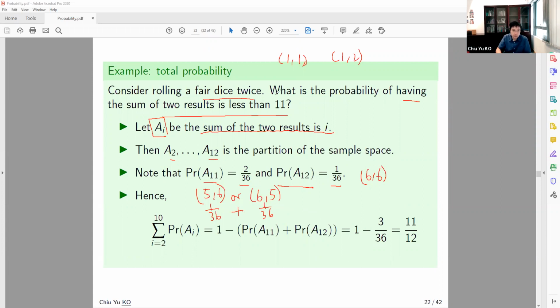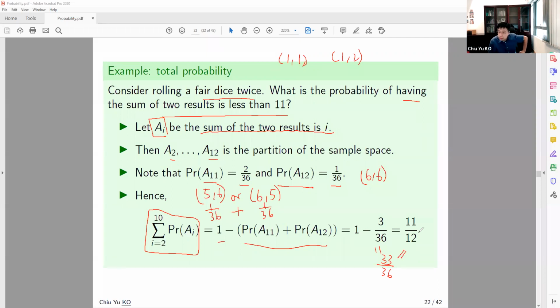Now we want to say less than 11, right? So it's very difficult to find because you have to find 2 up to 10, right? Of course, you can do that, but it will be easier to find the complement, right? So we just do 1 minus the probability of 11 and 12, right? And 11 and 12 added together is 3 over 36, right? So it's 33 over 36, right? And you end up with 11 over 12 when you divide both numerator and denominator by 3.